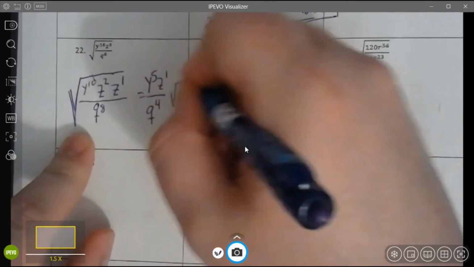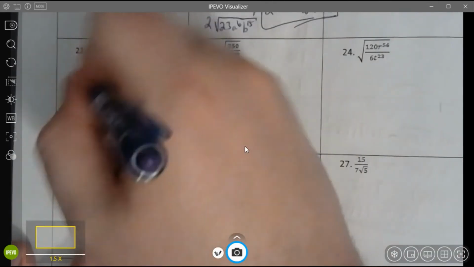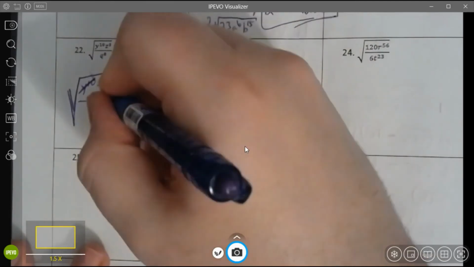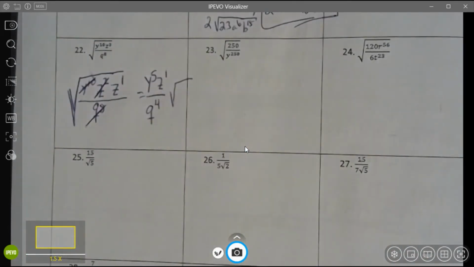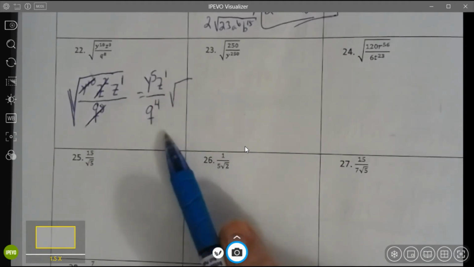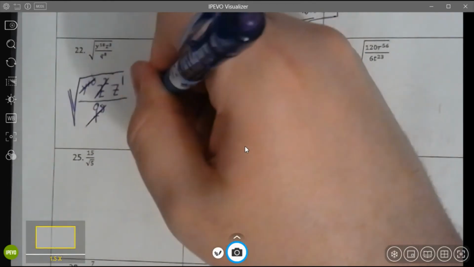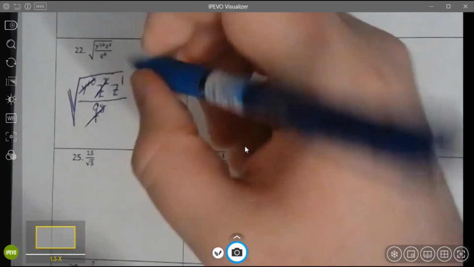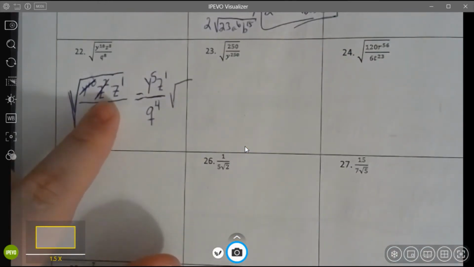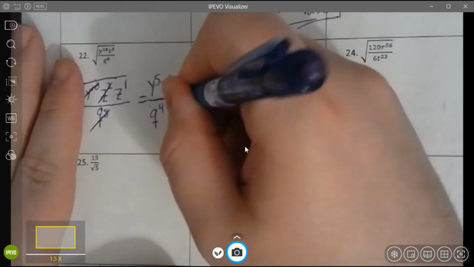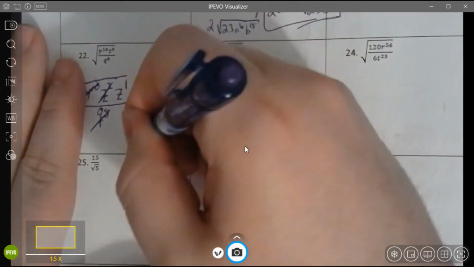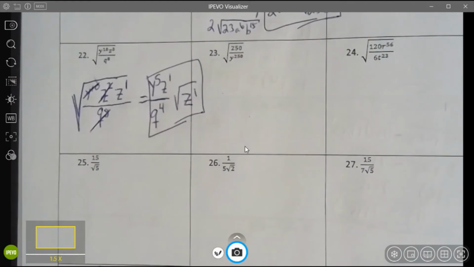And then what's left inside the square root? So I got rid of the y to the 10. I got rid of z squared. I got rid of q to the 8. So those all came outside. Notice I kept q down in the denominator when I wrote it outside because it was in the denominator inside. z to the first was on the top, so I'm going to leave it on the top. I'm going to write z to the first. And that's the simplified version of that one.